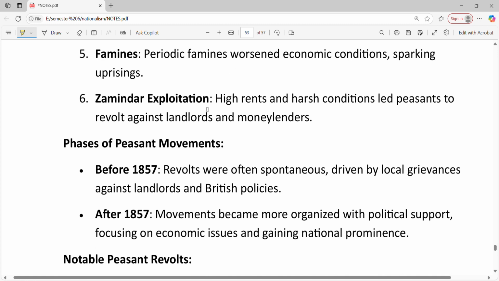We can see the peasant movements in two phases. One is before 1857 and one is after. Before, revolts were often spontaneous. They were not that organizational. They were driven by local grievances. But after 1857, movements became more organized with political support, focusing on economic issues and gaining national prominence.